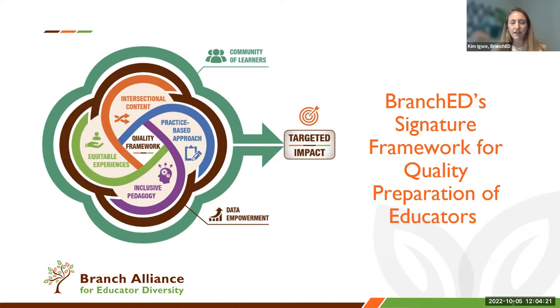The framework identifies 6 critical principles that teacher preparation providers can leverage to redesign their programs. 2 of these principles, community of learners and data empowerment, provide the foundation for the remaining principles: equitable experiences, inclusive pedagogy, intersectional content, and practice-based approach. Today's webinar is focused on the community of learners principle, which is comprised of individuals who share values and beliefs and actively engage in learning from one another.